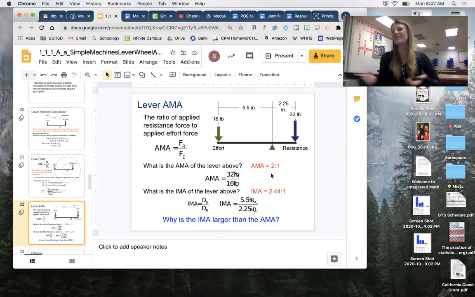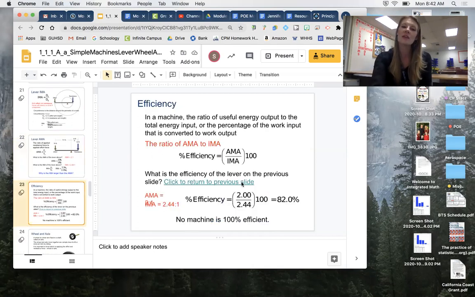Sure, we create these wonderful machines that have really high IMAs, but in reality, friction, gravity, and different situations make it so that our actual mechanical advantage is not quite as high as our ideal mechanical advantage. The last thing to take notes on is, if I ask you what is the percent efficiency of your machine, all you're doing is taking your AMA, your actual mechanical advantage, and dividing by your IMA, your ideal mechanical advantage. Then you multiply by 100 to make it a percent. So when we do that, we have 2.0 over my 2.4, and we get that this machine is 82% efficient.